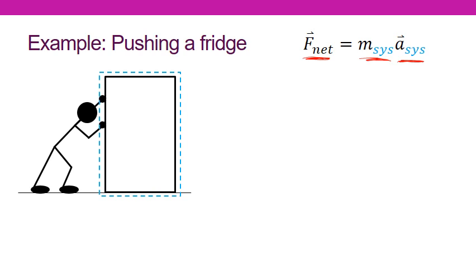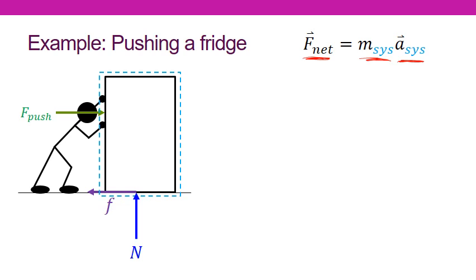There are two things in contact with my fridge: the hands of the person and the floor. Since those are the only things in contact with my system, they are the only things that can exert forces on my system other than gravity. The hands will each apply a force, but I'm just going to sum them together and call it a total pushing force. And the floor can exert a force perpendicular to the floor. We call that the normal force. Normal, again, means perpendicular. And it can also apply a parallel force, which in this case will be friction.